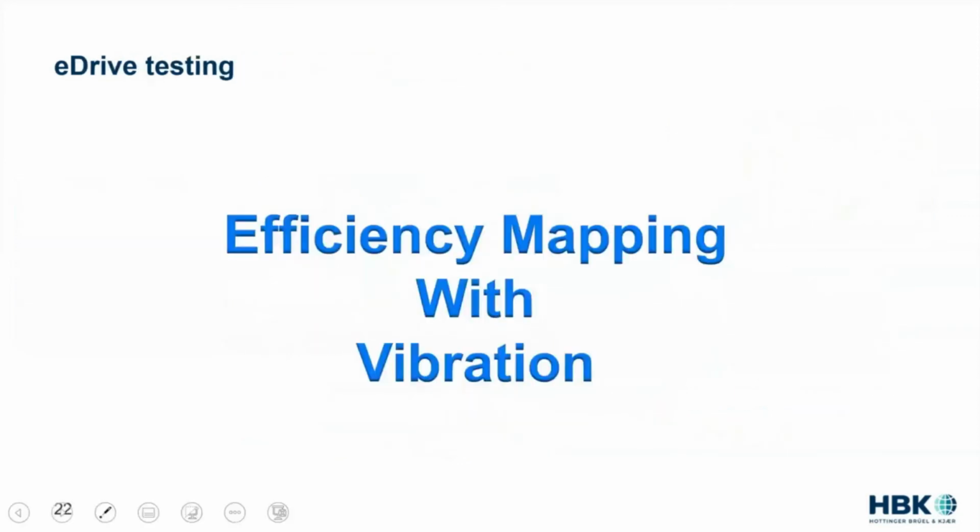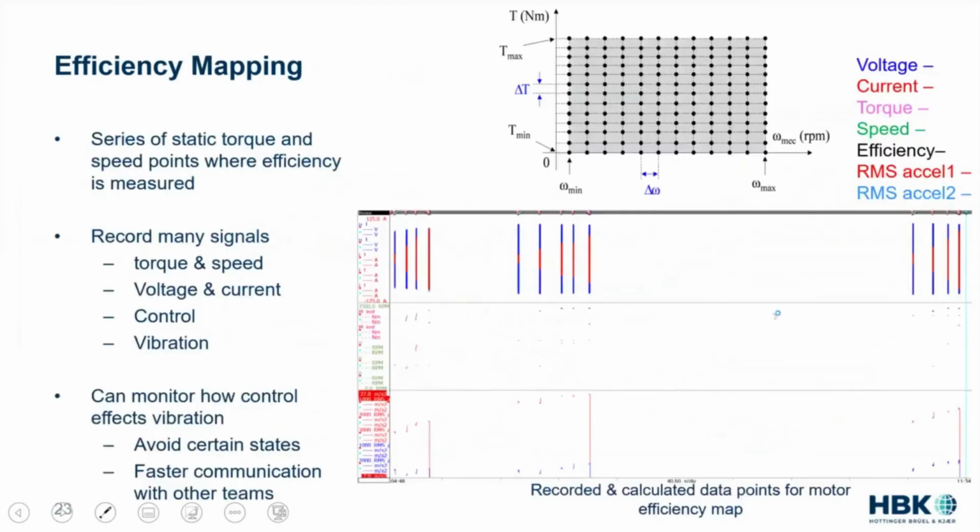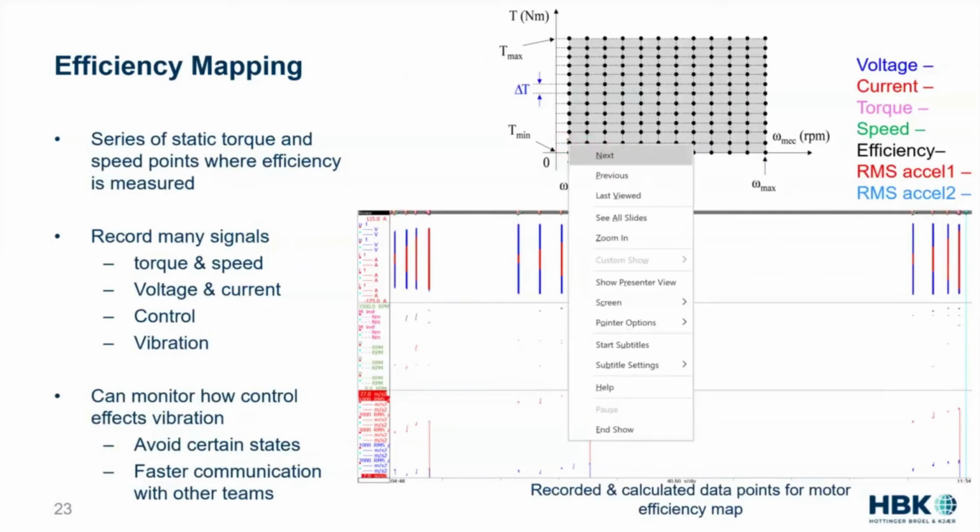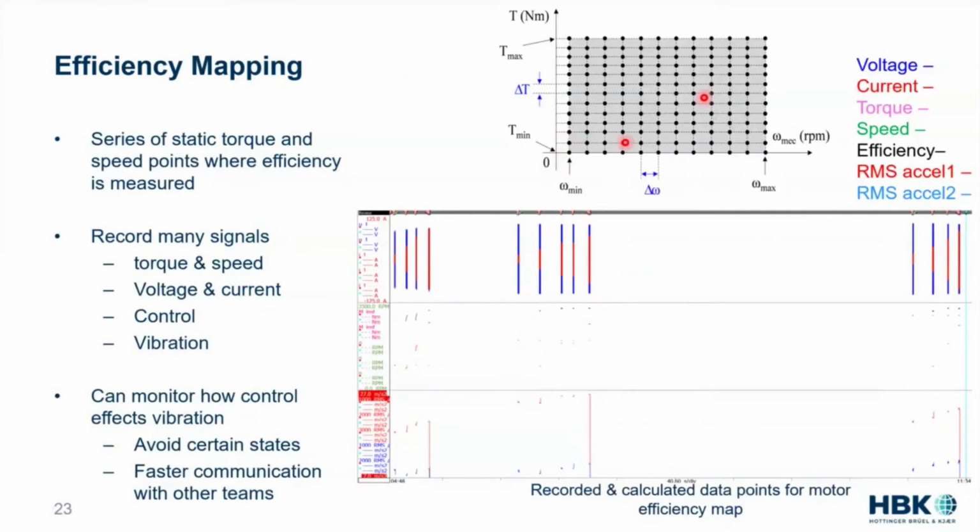So the first test we did was efficiency mapping with vibration included. So what we did was we picked a given field current, so in this instance 3 amps, and we took a series of torque and speed points. So we set torque, we set speed, took a measurement, set torque, set speed, took a measurement, and to keep it simple, we used 12 measurements.